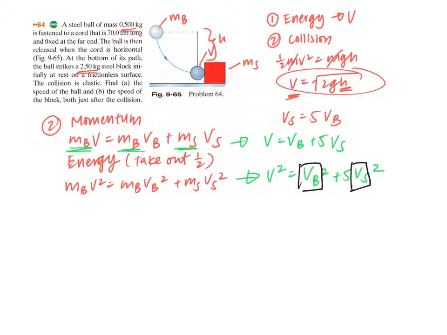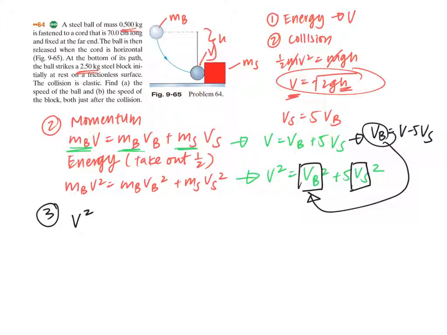So given this part, I know that vb equals v minus 5vs, and then I'm going to substitute this vb into here. So then I get this equation, this is number 3. v squared equals (v minus 5vs) squared plus 5vs squared. And then we're going to expand.